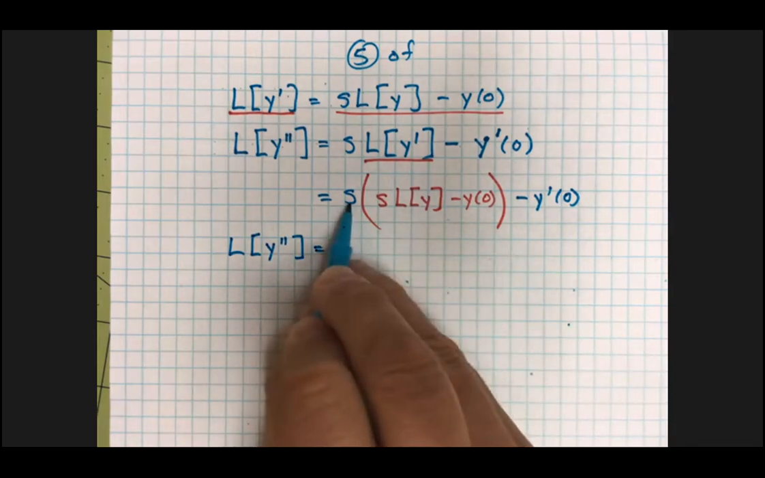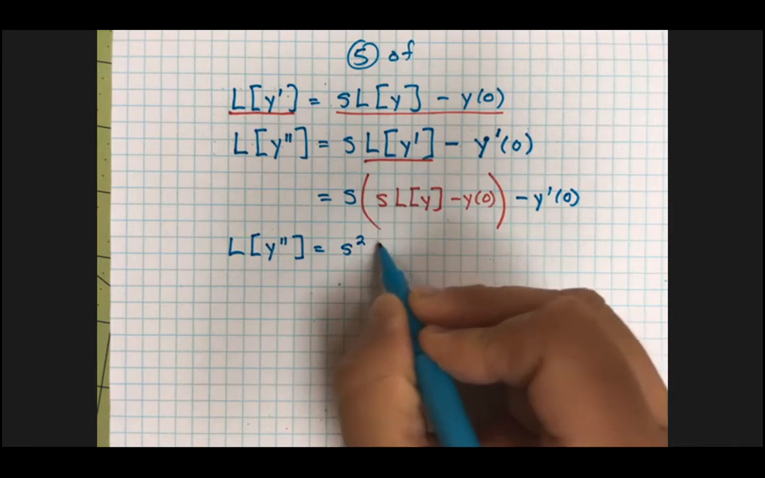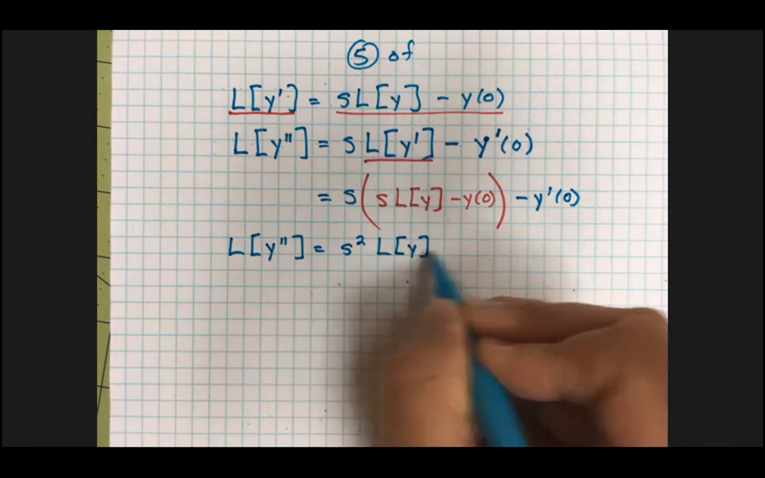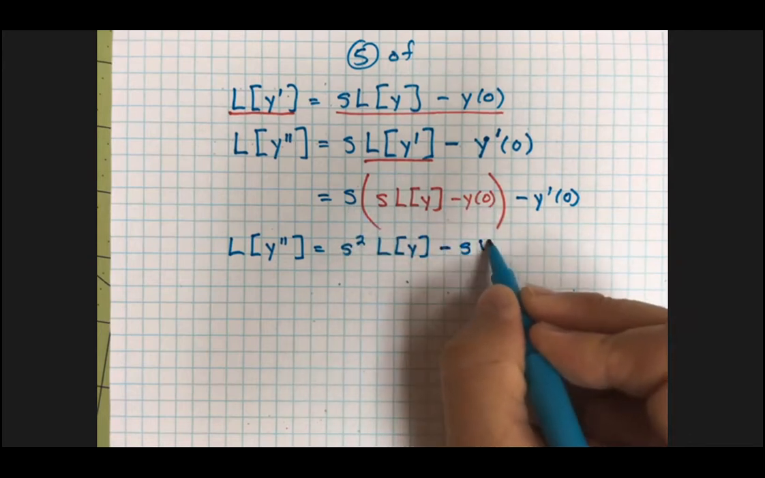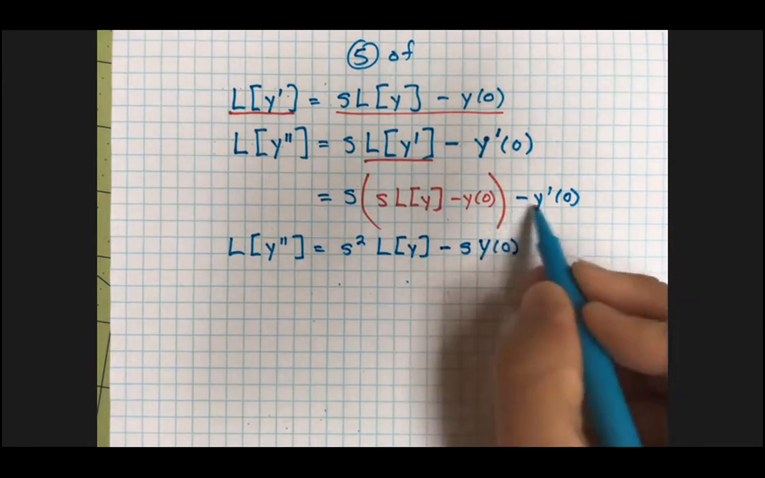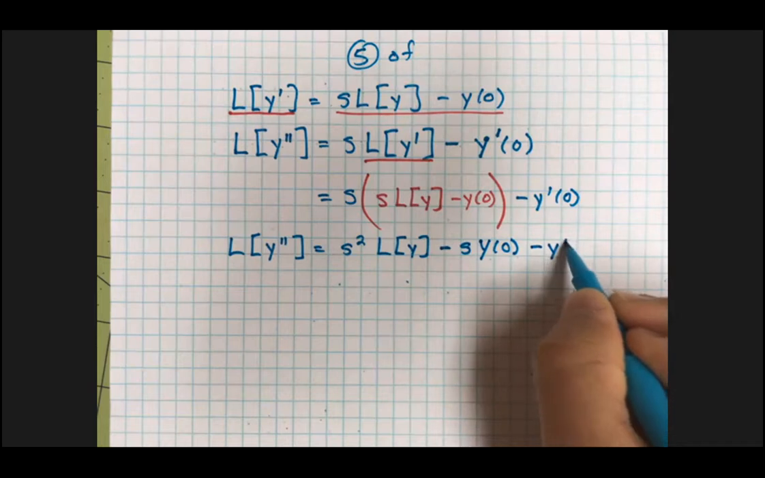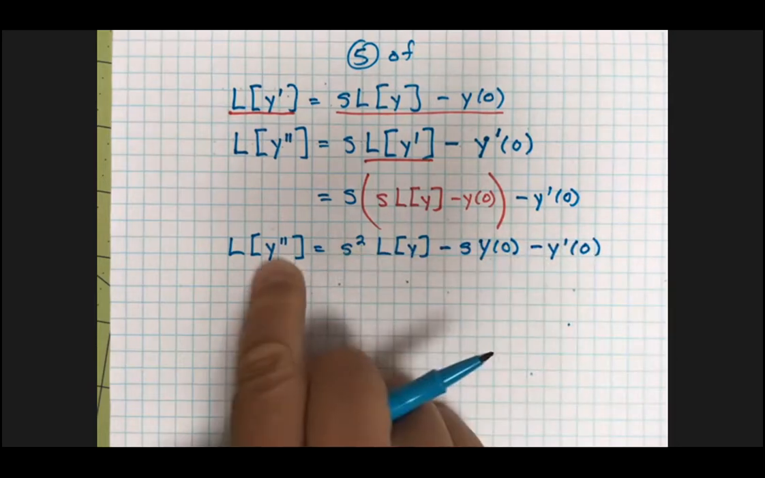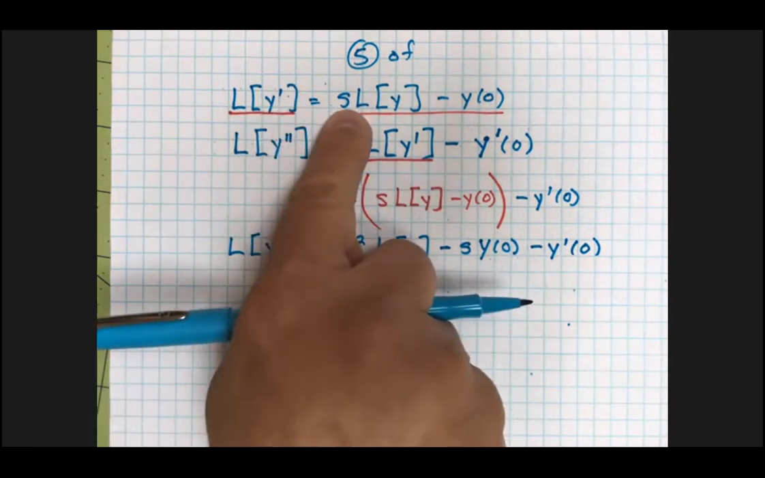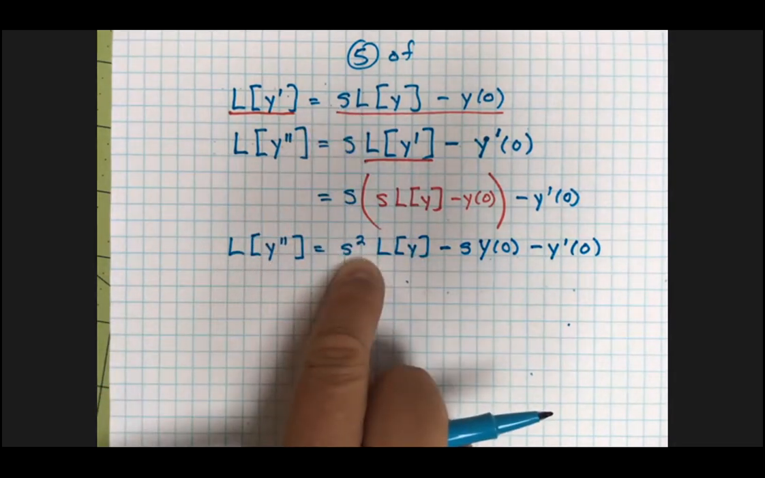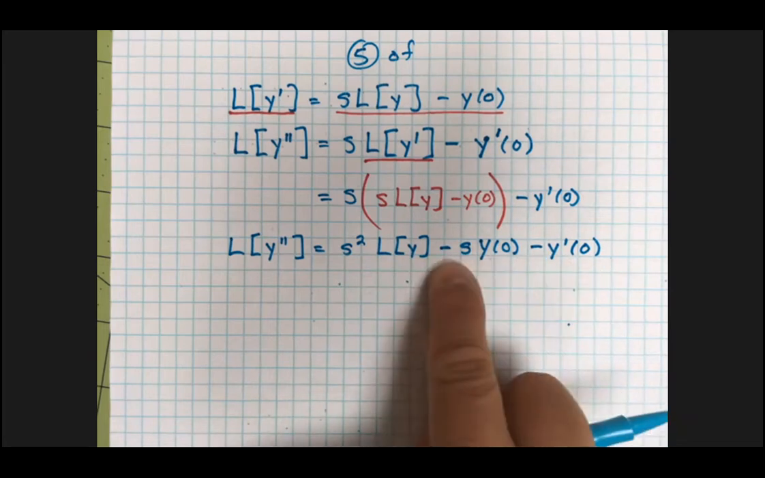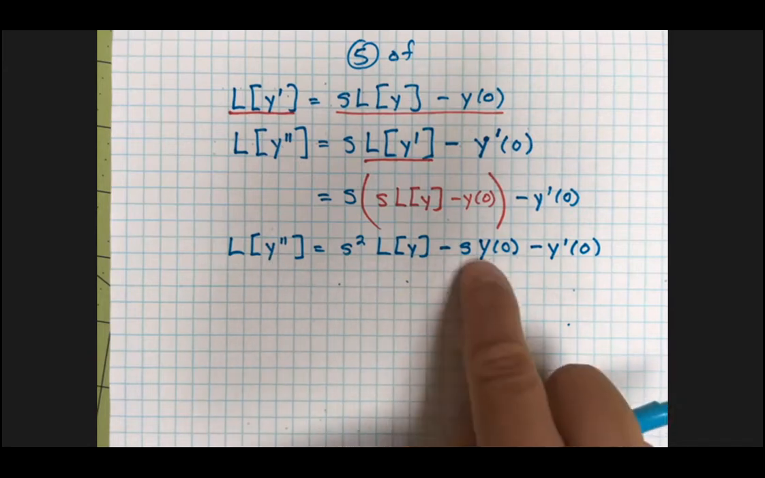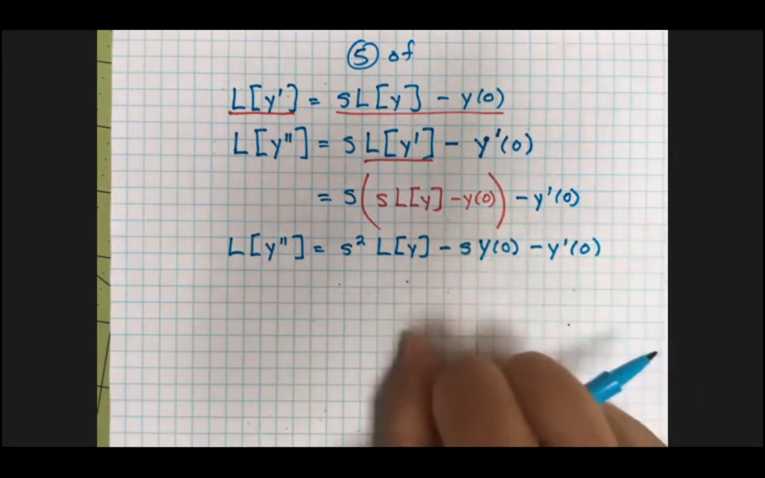See my finished product. What I have is an S squared L of y. And then I have S times y at 0. And then on the end, there was this trailing y prime of 0. And this is how the Laplace transform deals with the second derivative. Do you see every derivative is worth an S? Two derivatives worth two S's. But then I got to pay for them. But look at how I pay for them. Each time I add a derivative, I have to add payment. They want more payment, right?